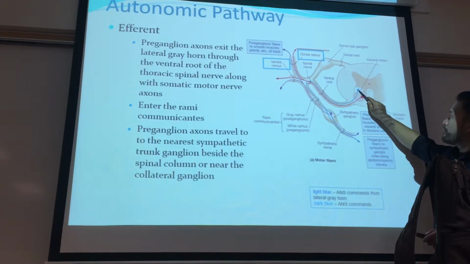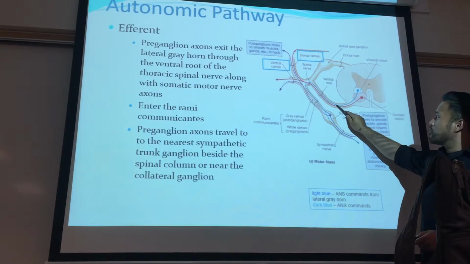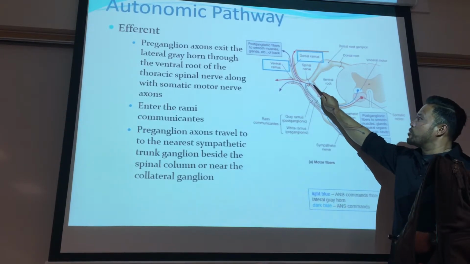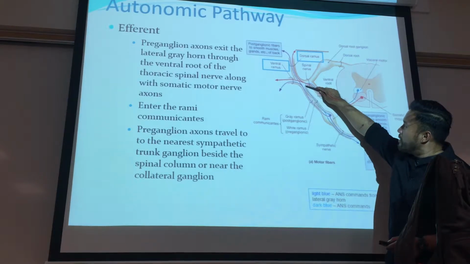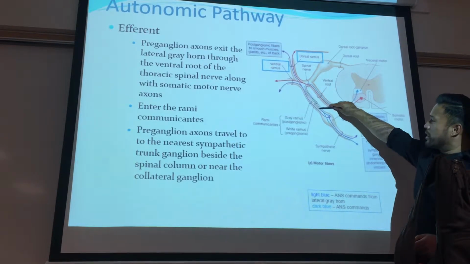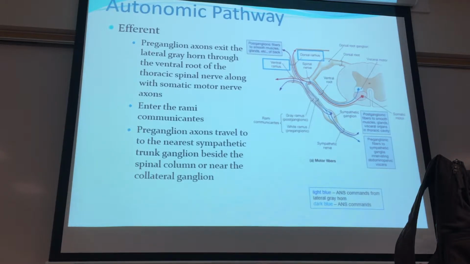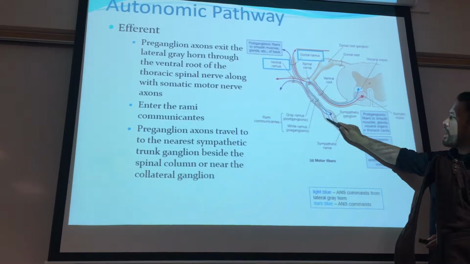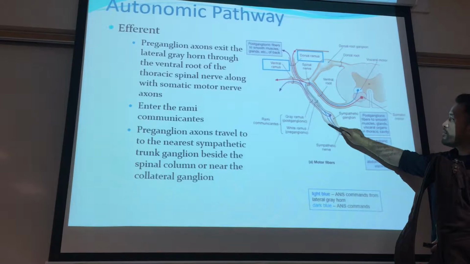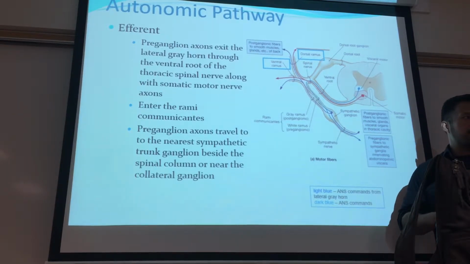They will travel out from the lateral gray horn, they'll travel out the ventral root, they'll converge back onto the spinal nerve, and then they'll exit back out the rami communicantes. Now, where that ganglion is located, you're going to see there is a sympathetic ganglion, which I'll talk about in a little bit, that runs very close to the spinal cord itself.